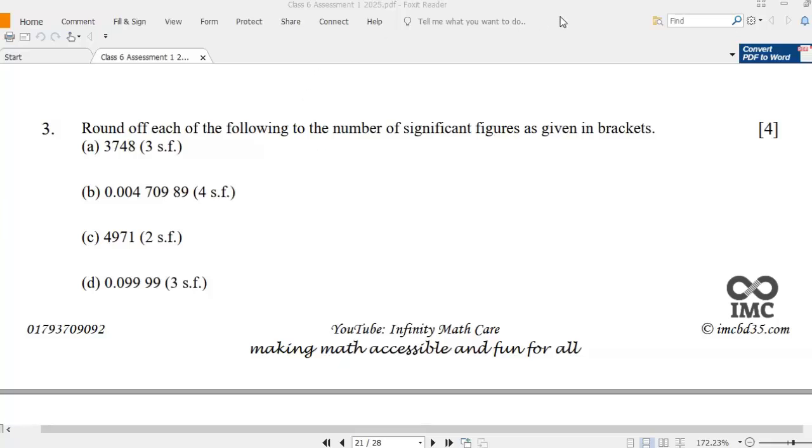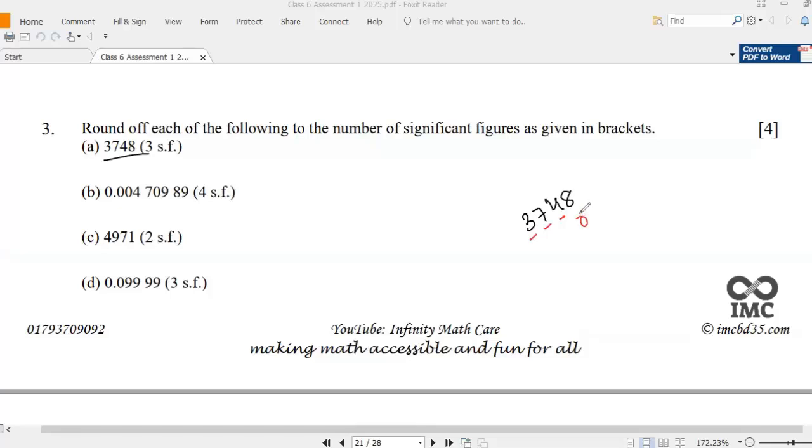Here, the question says round off each of the following to the number of significant figures as given in brackets. So, 3748, we need to round off this 3748 to three significant figures. Look, 3748 is a four significant figures number. So, right now, if I want to convert into three significant figures, that will be 1, 2, 3. That means we need to round off to the nearest 10.